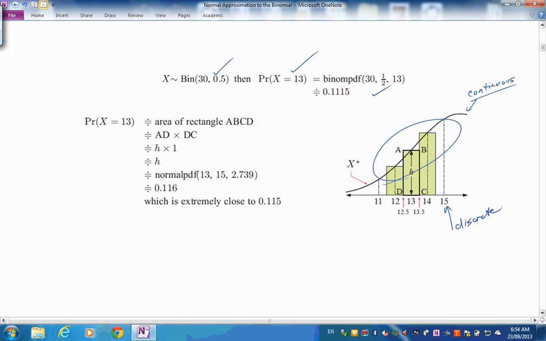So let's talk about that. If we wanted to find X is 13, it would be the area under the curve approximated by that. Let's just have a close look at that and get rid of my scribblings here.